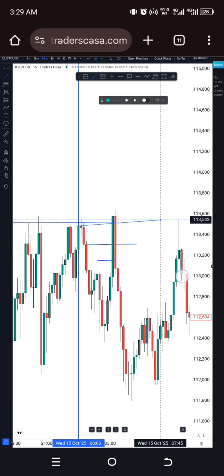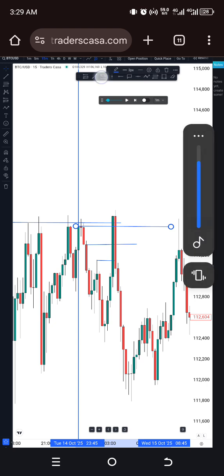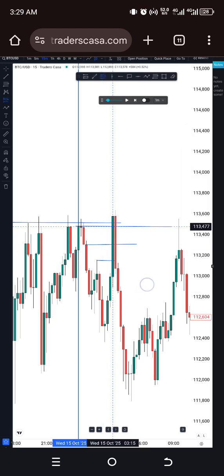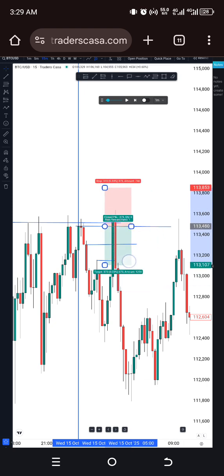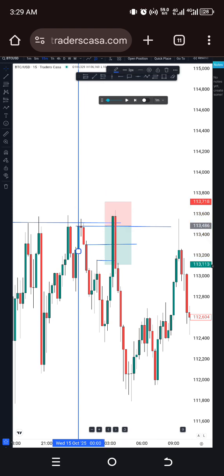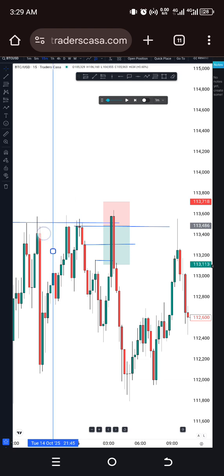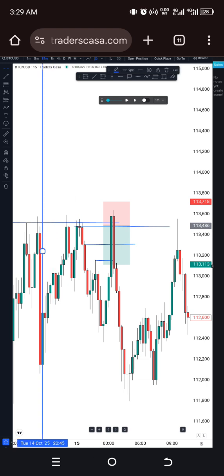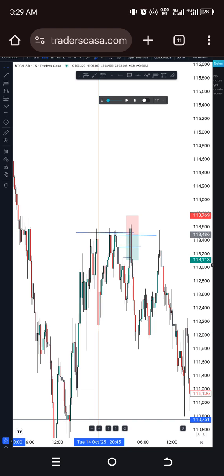Now our stop loss would be above the high, like maybe 5 pips or 10 pips above the whole general candle, or let's just say a 30 pips stop loss. Yes, our stop loss should be 30 pips.